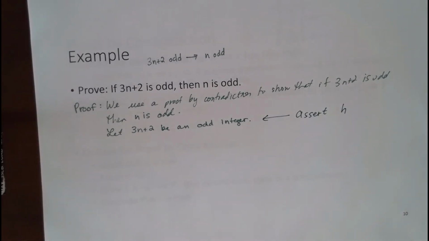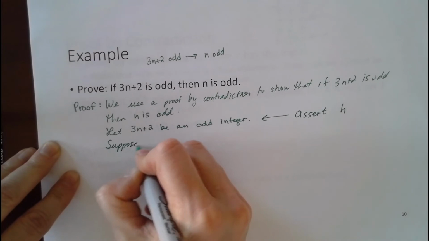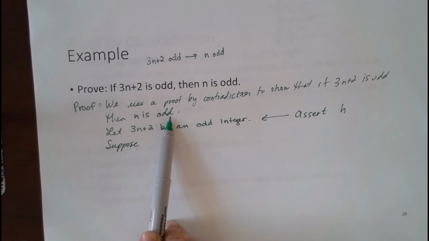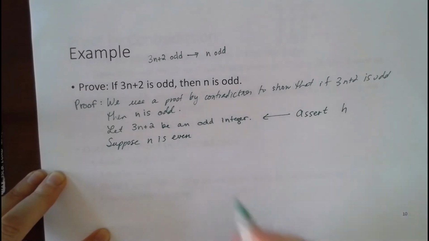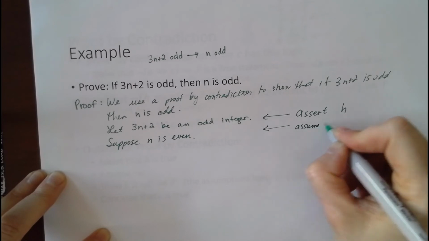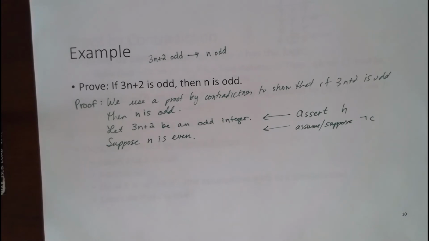And now I'm going to entertain the idea of what would happen if my conclusion wasn't actually true. So what am I trying to prove? I'm trying to prove that n is odd. So let's see what would happen if n were even. So suppose n is even. This is where I assume the negation of the conclusion. And then I run with that and see where that would lead me.